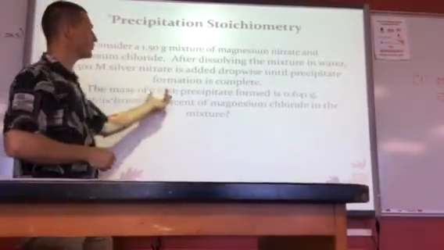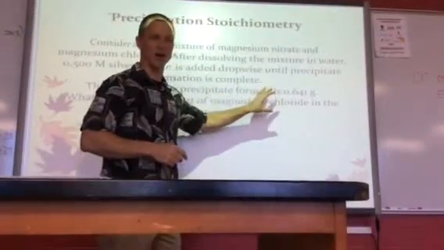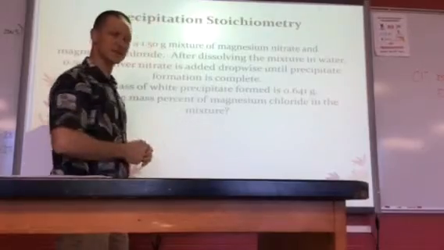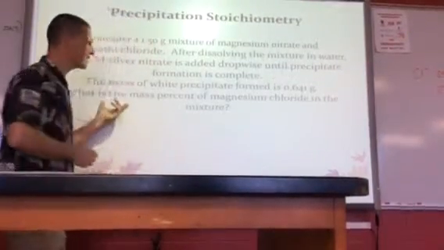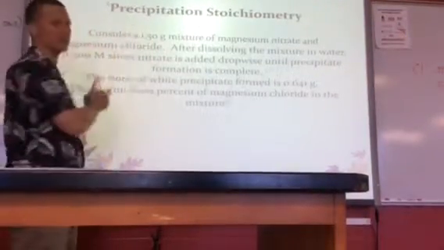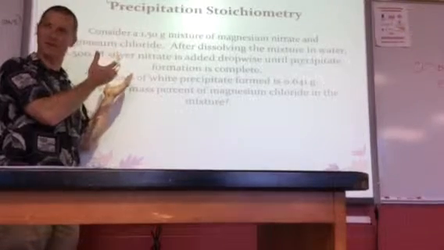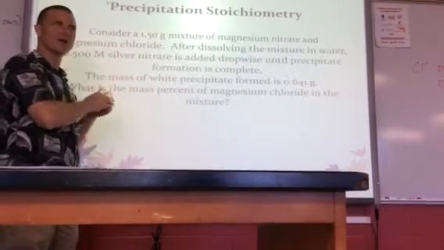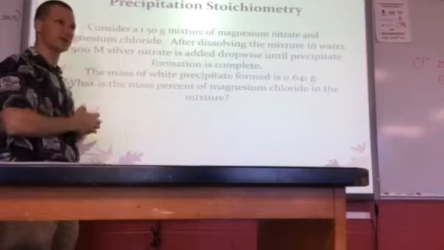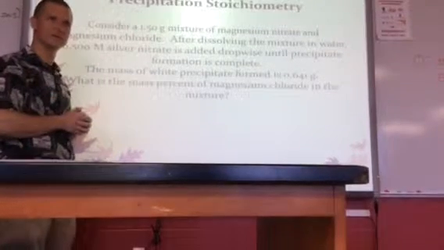It says the mass of the precipitate, that was the silver chloride, is 0.641 grams. And so what was the mass percent of magnesium chloride back in the original mixture? Does that look kind of familiar, like we've done a lab similar to that? We had a mixture of things that were dissolved and a precipitate was formed, and it was collected.